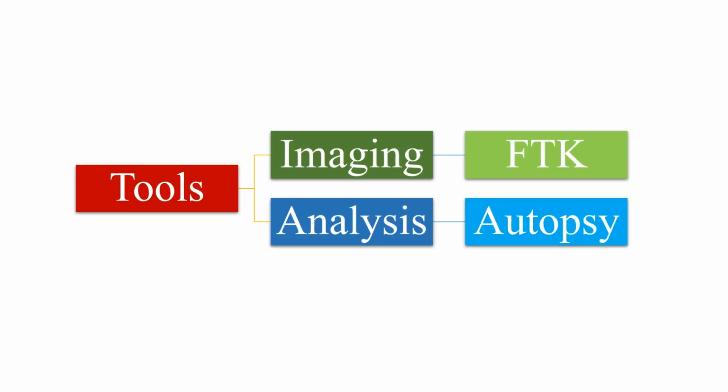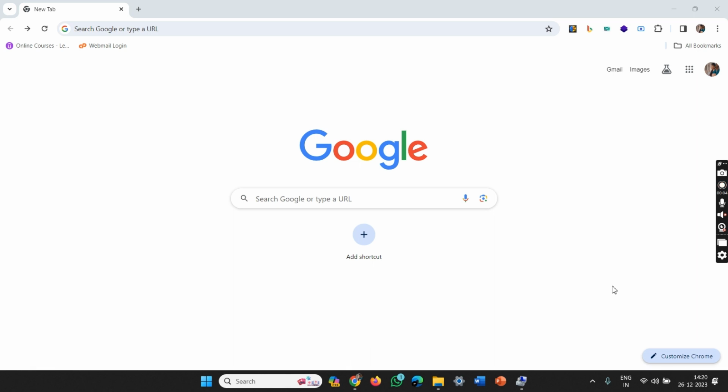So next, tools. For imaging, we will use FTK, that is Forensic Toolkit, and for analysis purpose, we'll use Autopsy tool. These points were important in order to understand the practical session. So we will start with the first part, that is imaging of the disk, and for that purpose, we will use FTK Imager. Now we will see how to use FTK Imager to create an image of a storage media. FTK means Forensic Toolkit, which is basically used for creation of an image and for analysis purposes.